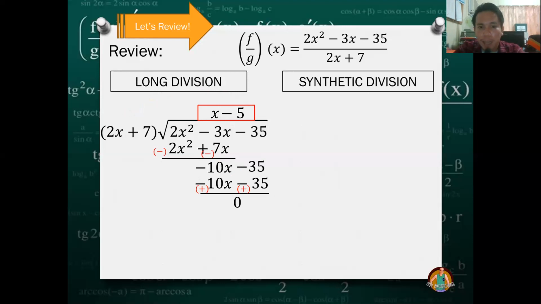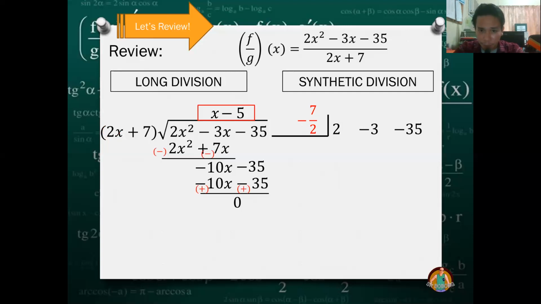We will take the numerical coefficient or the whole number of every term in the expression. So first term is 2x squared. What is the whole number? Of course, that is 2. Second term is, of course, negative 3. And the last term is negative 35, divided by, of course, 7 over 2. Why 7? Because the last term has 7. And why 2? Because the first term has 2. And why negative? Because we have to change the sign, or use the opposite sign, of our divisor.